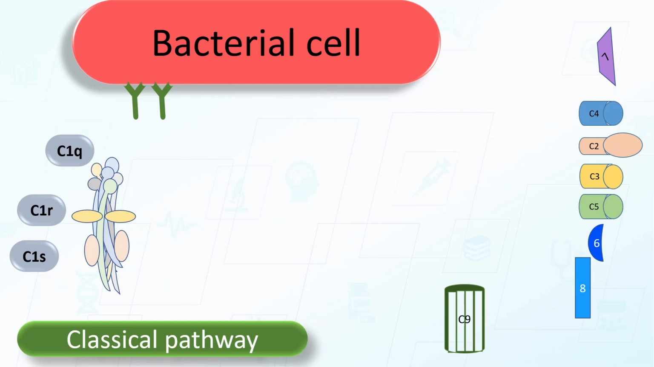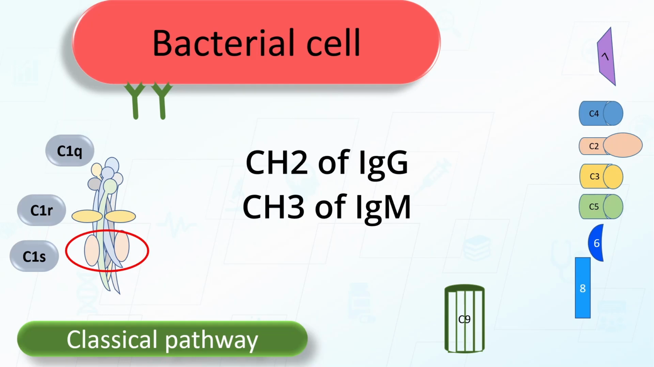2 of C1r and 2 of C1s with C1q, of which there are 6. So C1 has 3 components: q, r, and s. The head of C1q will bind with the Fc regions of immunoglobulin G and immunoglobulin M, specifically the constant 2 domain of immunoglobulin G and the third constant domain of immunoglobulin M.